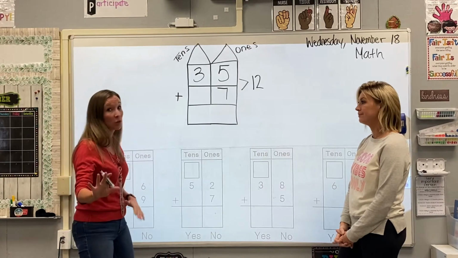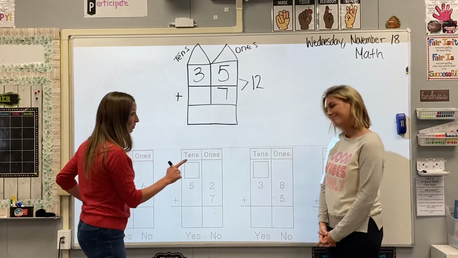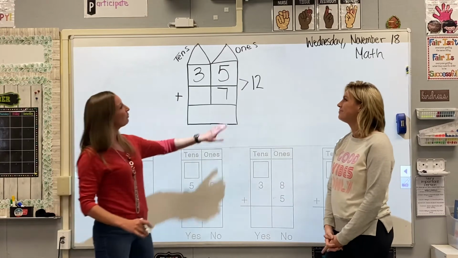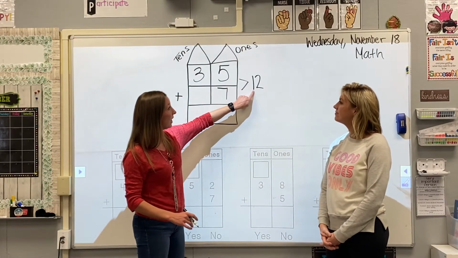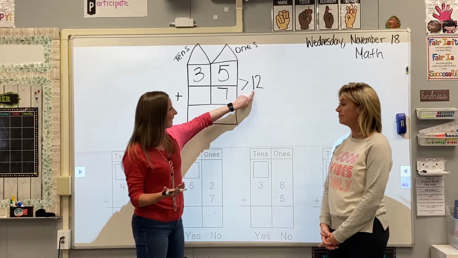Mr. 10's house. Remember, super nice guy. He'll let you come over, but only in groups of 10. All right. So if we take a look at the number 12, I'm noticing that 12 is actually made up of a group of 10 and 2 ones.